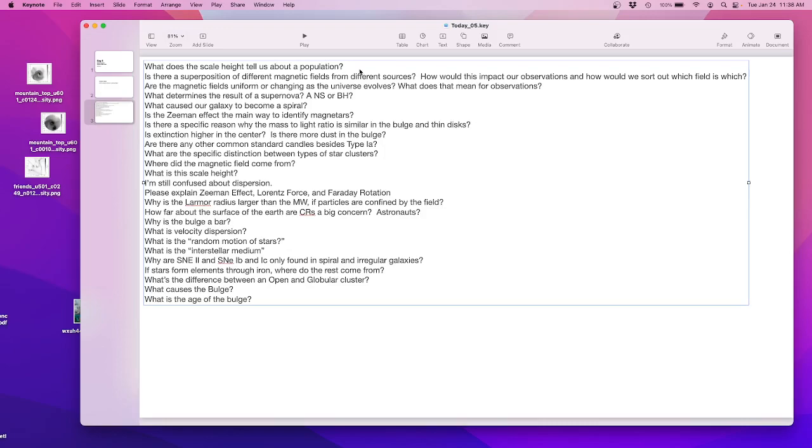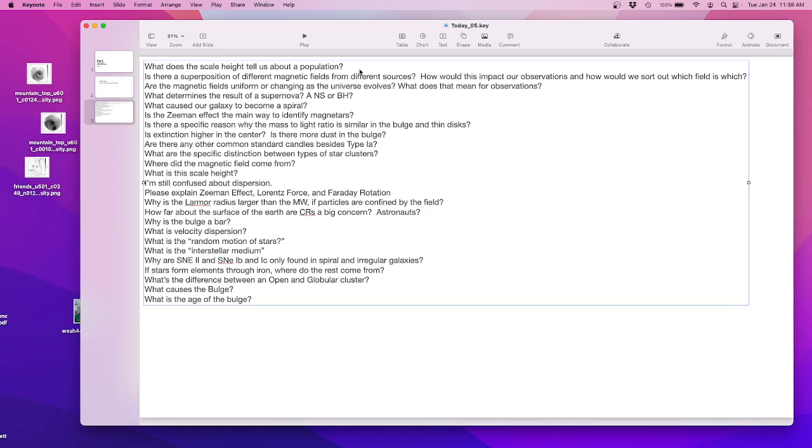So the first one, what does scale height tell us about a population? I'll go through this in detail. The basic idea is it tells you how much energy is in that population. So I've got gravity pulling down, and that's going to flatten everything. And all of the stars feel the same gravity. But I've got other things that are pushing back up: pressure and velocity dispersion, sigma. I'll talk about what velocity dispersion means.